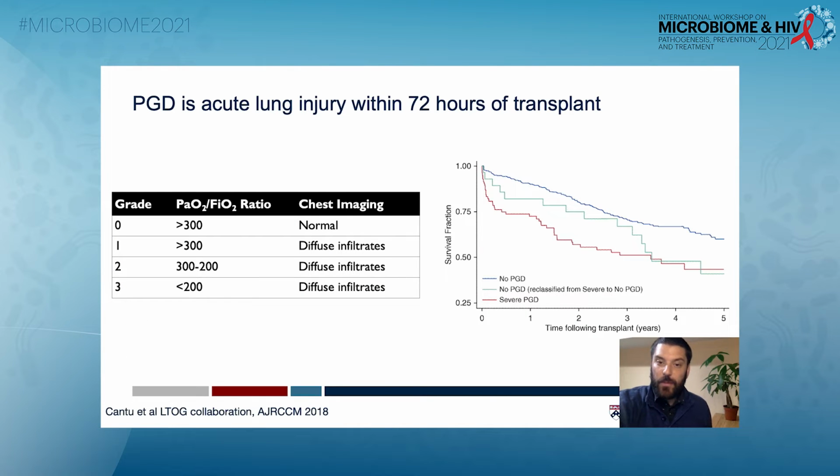To start, primary graft dysfunction is acute lung injury that happens within the first 72 hours of lung transplant. And it's graded based on the P to F ratio, which is a marker of the severity of hypoxemia, with lower ratios meaning higher levels of oxygen support are needed to maintain a safe level of oxygen in the blood. And the other degree of severity is chest X-ray. And what we know about this is that those that develop severe PGD at the time of lung transplant have worse short and long-term outcomes.